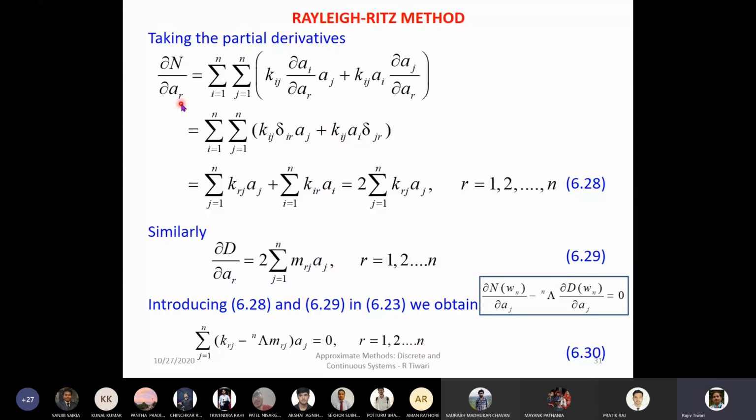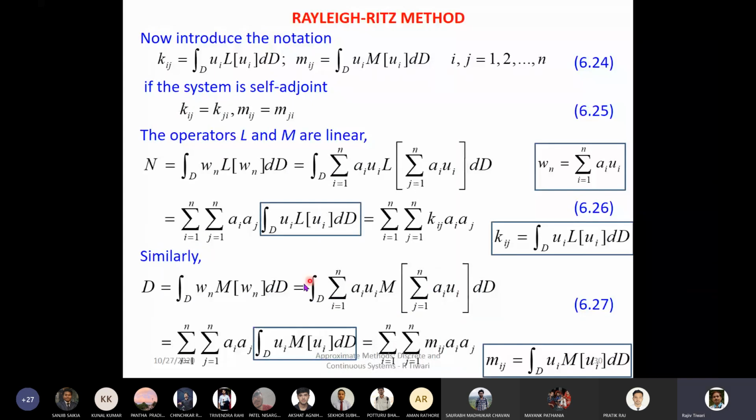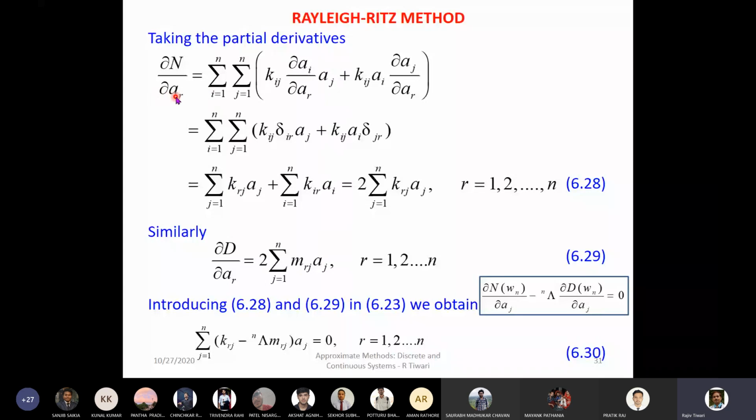Because in N we have a_i and a_j, two terms are there. So we need to differentiate this once and this a second time. This is a multiplication of two quantities that we need to differentiate. So this has been done here. When we differentiate with respect to a_r, first we differentiate a_i, then a_j. So we get two terms.